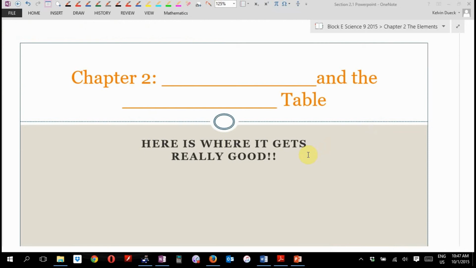So, Chapter 2, Section 2.1. What makes up the universe? Well, the word we're looking for here is elements and the periodic table.